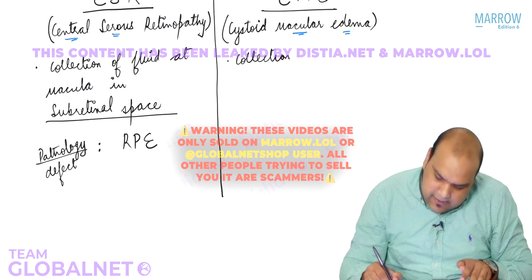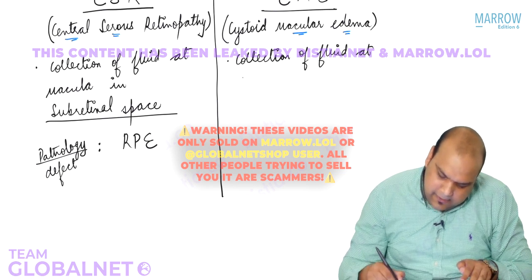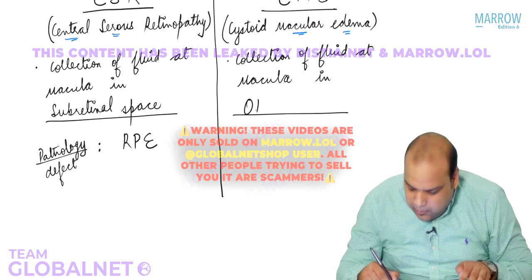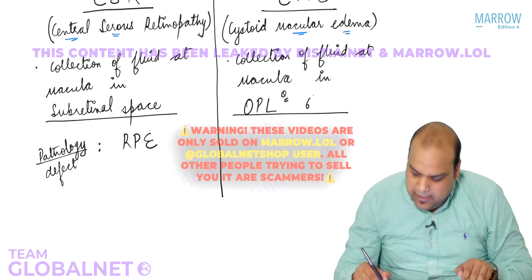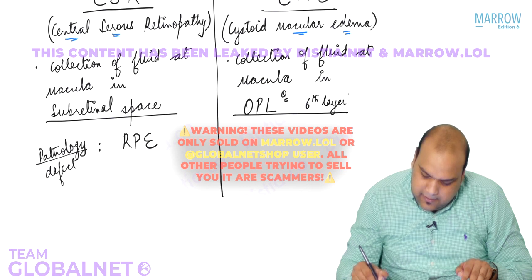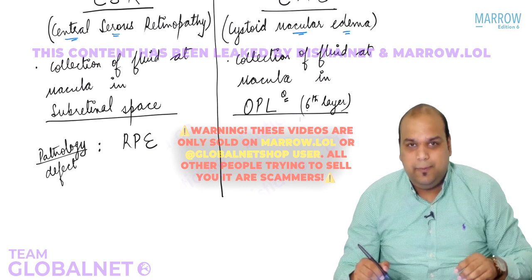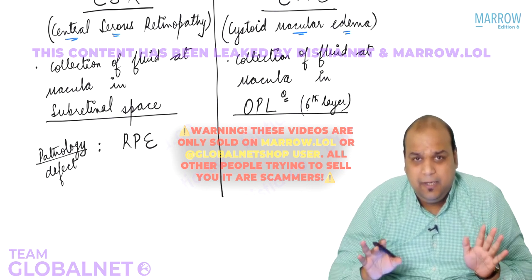Again, there is collection of fluid at macula, but in outer plexiform layer, OPL. If you remember, it is the sixth layer, everybody. INGIIO. Okay, everybody? INGIIO. Sixth layer, everybody. Am I clear to everybody?